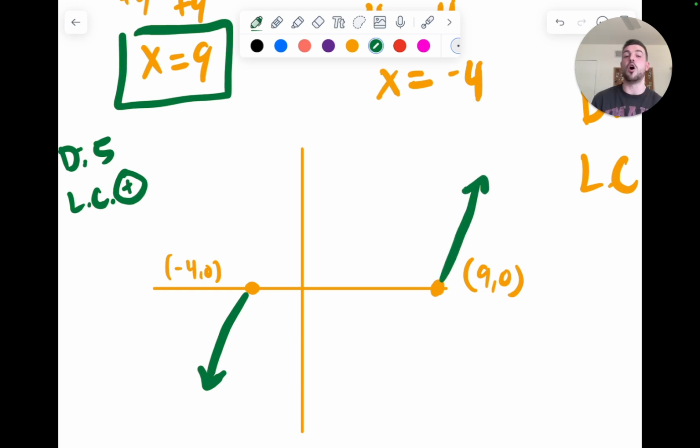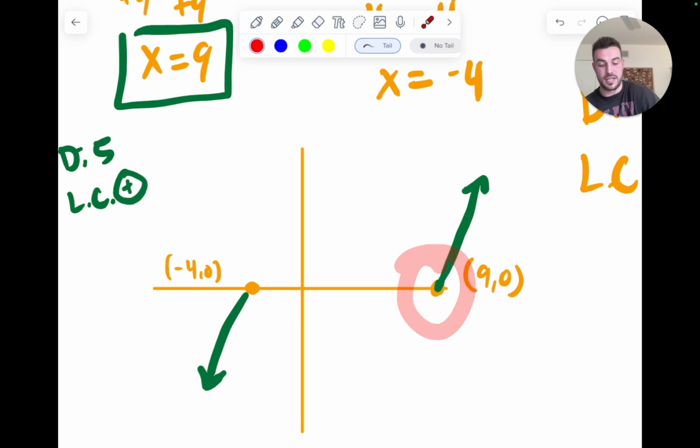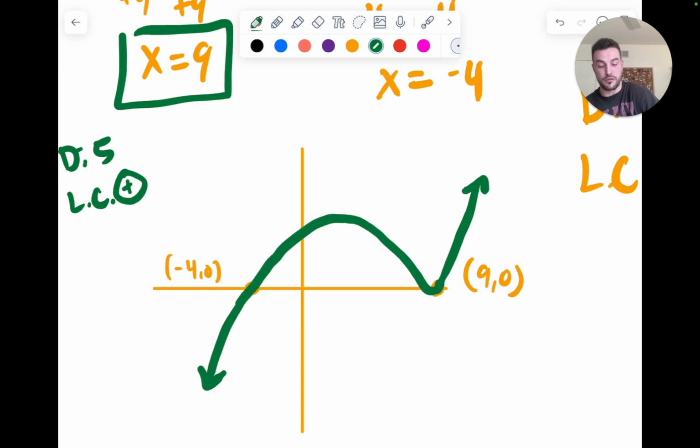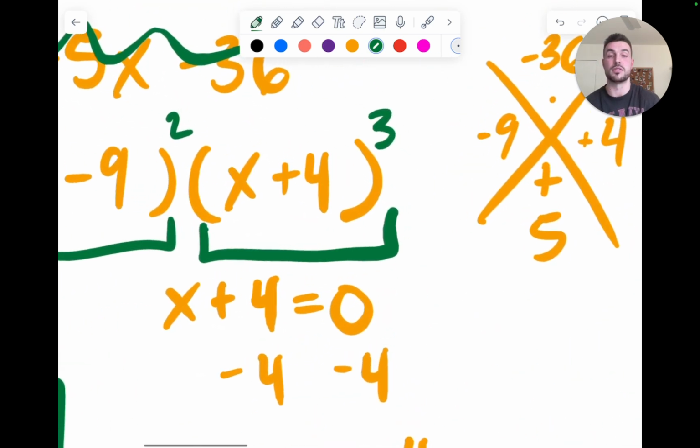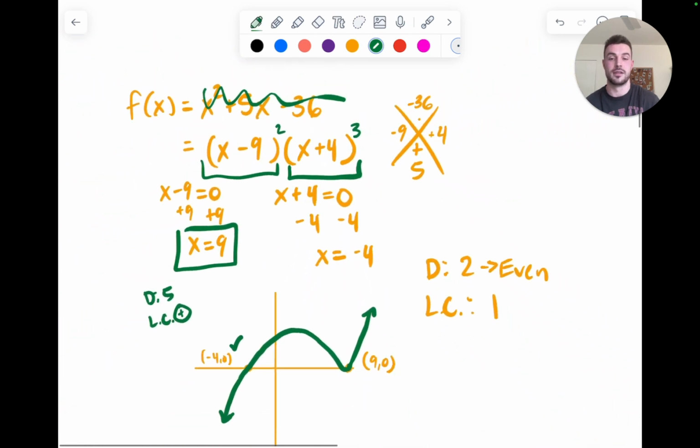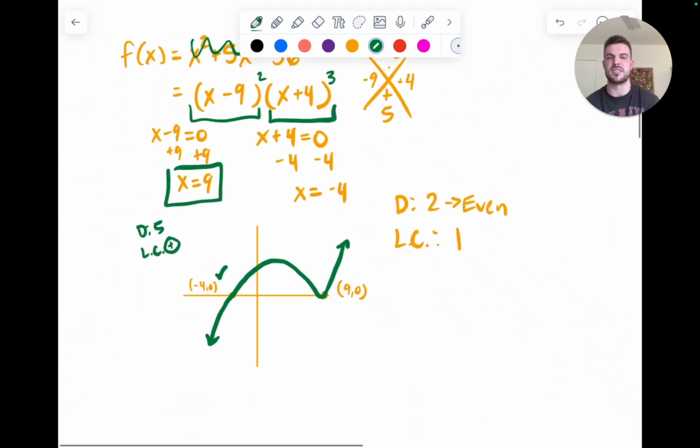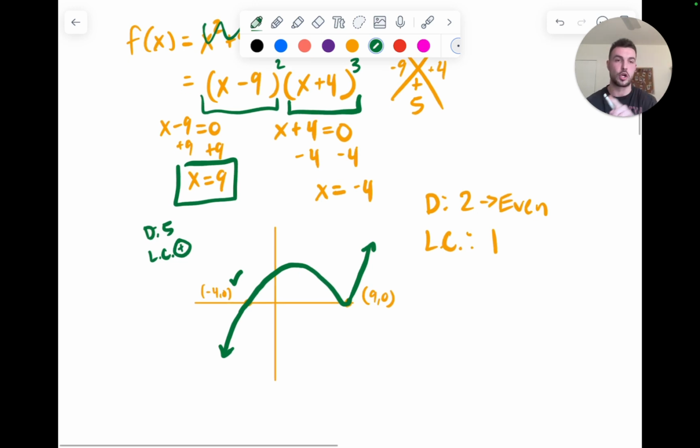Now, because I only have these two x-intercepts, something interesting needs to happen. The even multiplicity is going to bounce. So instead of passing through at this x-intercept, I'm going to bounce and go right back up before passing through this x-intercept because the multiplicity is odd. And sometimes an odd multiplicity is greater than 1. It might look like a little curve through, but nonetheless we pass through.